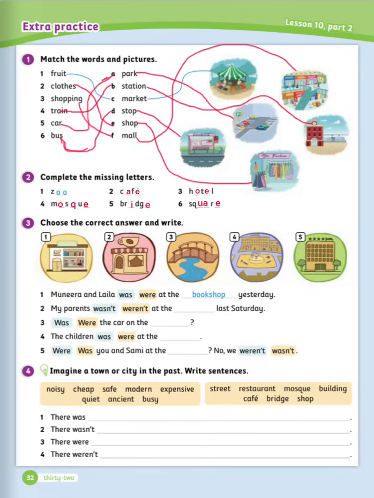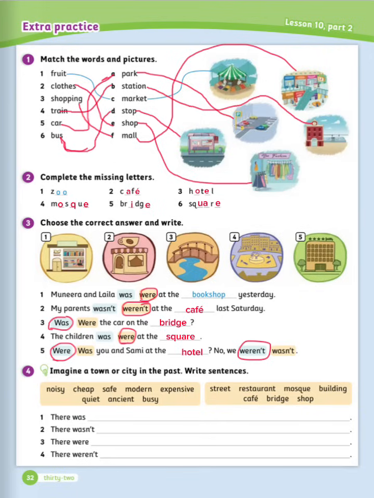Let's see the answers. Number 1. Munira and Layla were at the bookshop yesterday. Number 2. My parents weren't at the cafe last Saturday. Number 3. Was the car on the bridge? Number 4. The children were at the square. Number 5. Were you and Sammy at the hotel? No, we weren't.